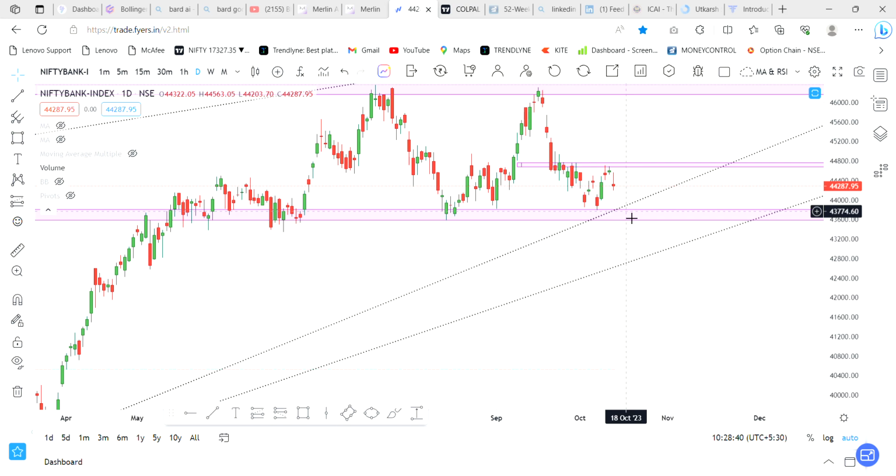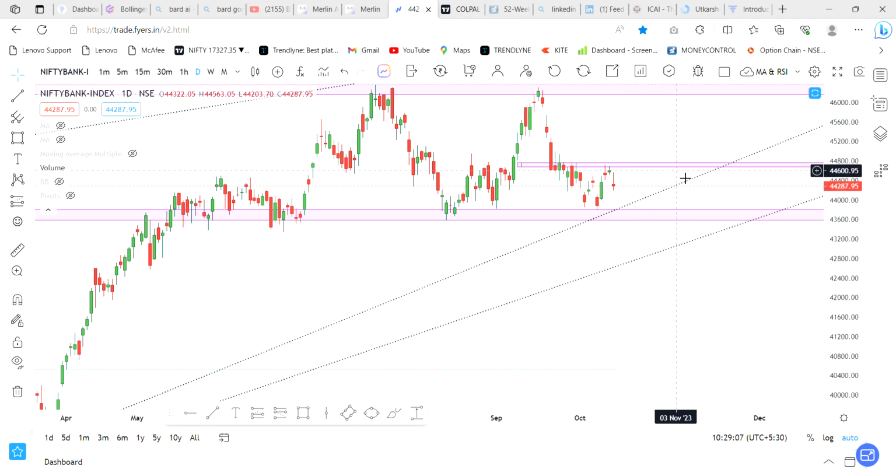Once it breaks 43,800, or 43,500 I can say on the larger time frame, once it breaks that, then you could see some huge movement on the downside. Then you have to add more nuggets for that. If you see, this trend line is one more nugget. If it breaks down here and if it breaks down here, it will be more bearish.